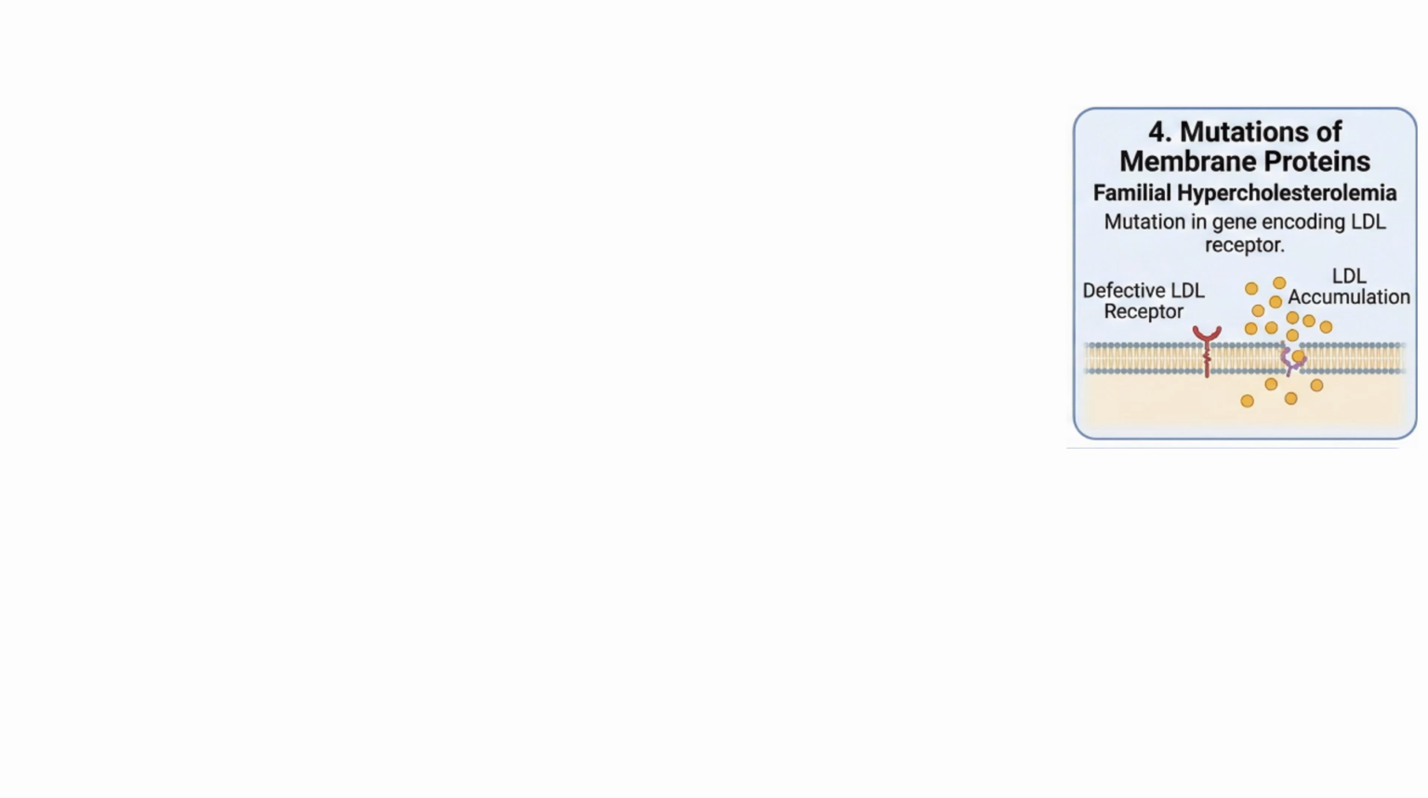Then coming to the mutations of the membrane proteins. There are certain proteins in the cell membrane acting as receptors. For example, LDL receptor. Each protein is produced from a gene, right? Gene transcription, translation, and all those things. So if there is a mutation in the gene, the LDL receptors will not be functioning. Because of the non-functioning LDL receptors, the LDL will not enter into the cell, and there will be accumulation of the LDL.